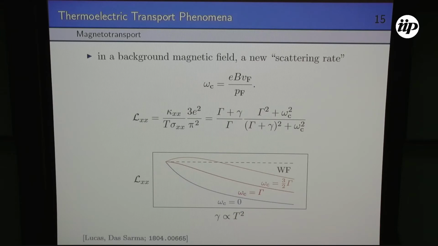Okay. So this is essentially the thermoelectric part of my story. Just to emphasize to you that electron scattering plays a somewhat special role in transport, just because these are momentum conserving scatterings. Okay.